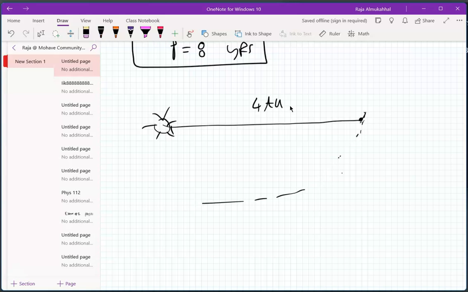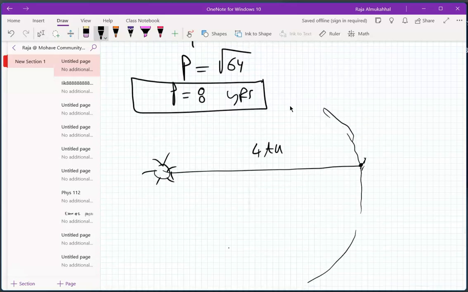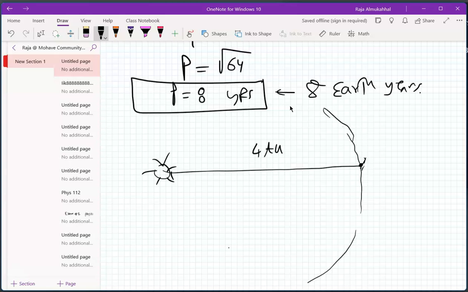I'm not doing it right. Hold on. So it's going around the sun like this. And how long does it take it to complete one cycle? That's basically the question. You know, how long? That's the period. Well, it takes it 8 years. 8 Earth years. Okay, so that's 8 Earth years. You see what I'm saying?